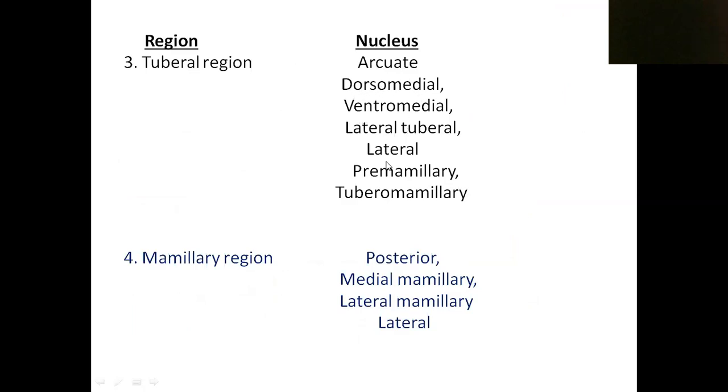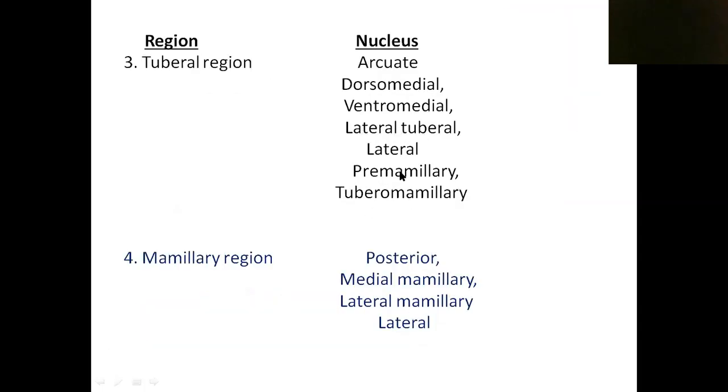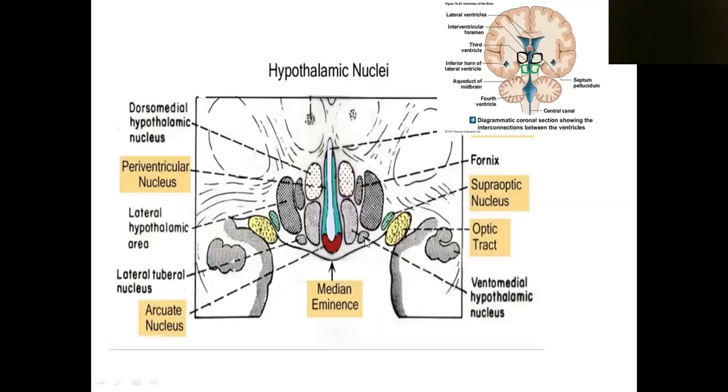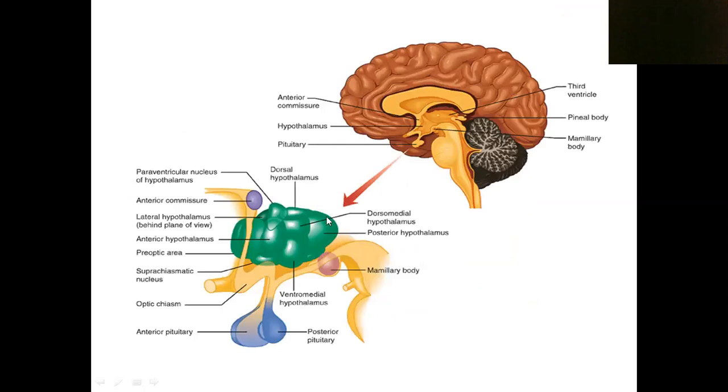Then dorsomedial, ventromedial. This one is the dorsomedial nucleus. Below that, the ventromedial nucleus. Then the lateral tuberal nucleus. Below that, this one is the lateral tuberal nucleus. Then this is our lateral nucleus, that large lateral nucleus. Premammillary and tuberomammillary are not clear in this diagram. Then the mammillary region means this posterior part, which is related to the mammillary body. So this is preoptic, then supraoptic, then below that tuberal, then this is the mammillary region.